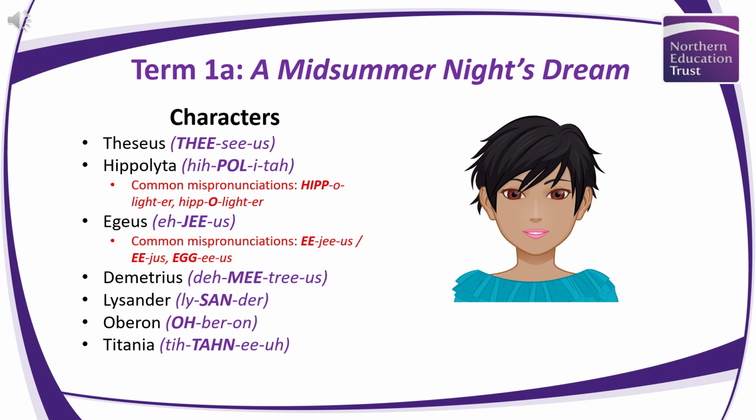Now, Hippolyta, the second name on the list here, is a frequent mispronunciation. Where you find mispronunciations, you often find things like Hippolyta, Hippolyta, but it's Hippolyta, emphasis on the second syllable. Now the third name on the list is the most commonly mispronounced name that we find.